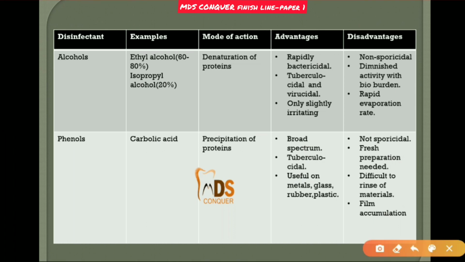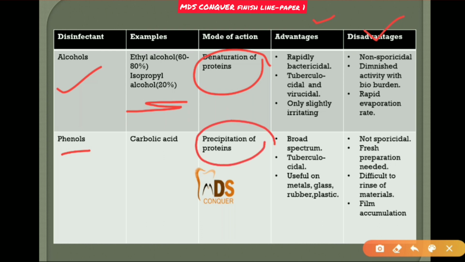And these are the types of disinfectants you'll use in daily practice. This is for the alcohols. These are the examples, and the mode of action is mainly denaturation of the proteins, and these are the advantages and disadvantages of the alcohols that you have to mention in your exam. Then coming to the phenols, they work by precipitation of the proteins, and these are the advantages and disadvantages of the phenols.